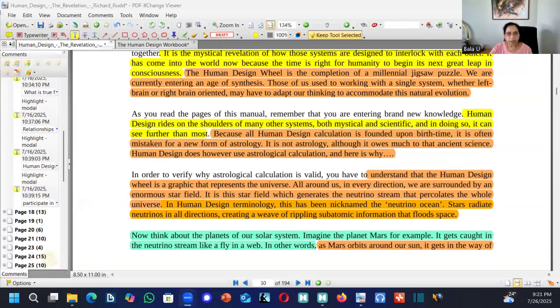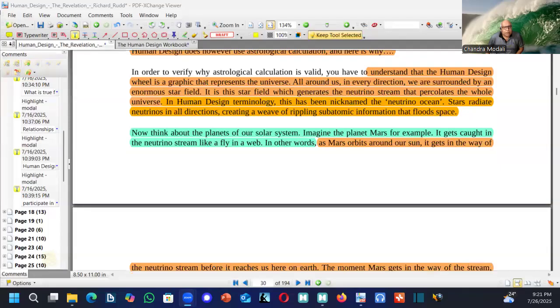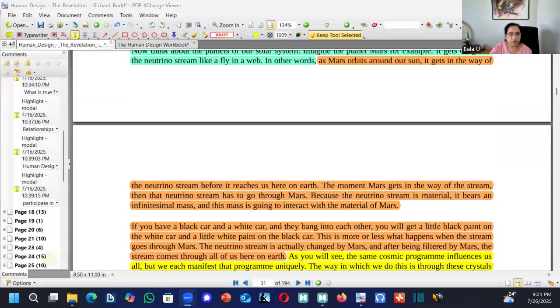Now, think about the planets of our solar system. Imagine the planet Mars, for example. It gets caught in the neutrino stream like a fly in a web. In other words, as Mars orbits around our sun, it gets in the way of the neutrino stream before it reaches us here on Earth. The moment Mars gets in the way of the stream, that neutrino stream has to go through Mars.